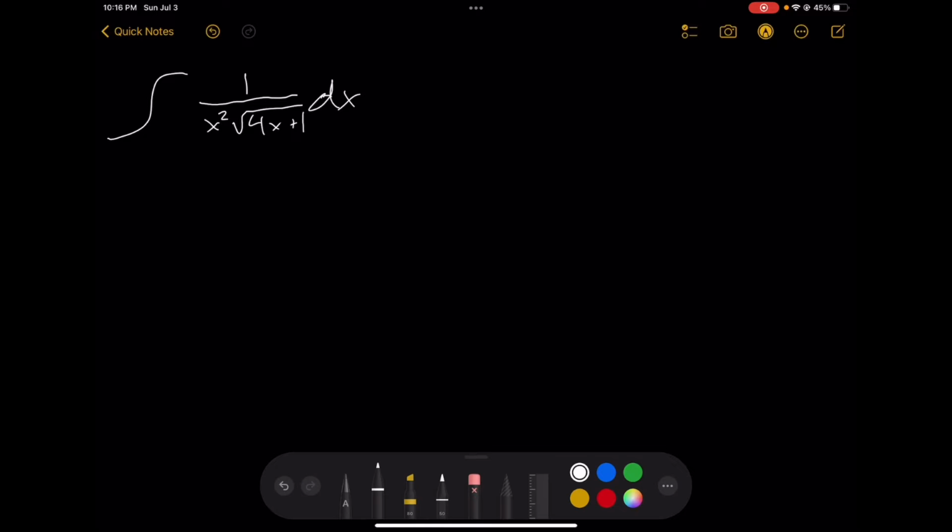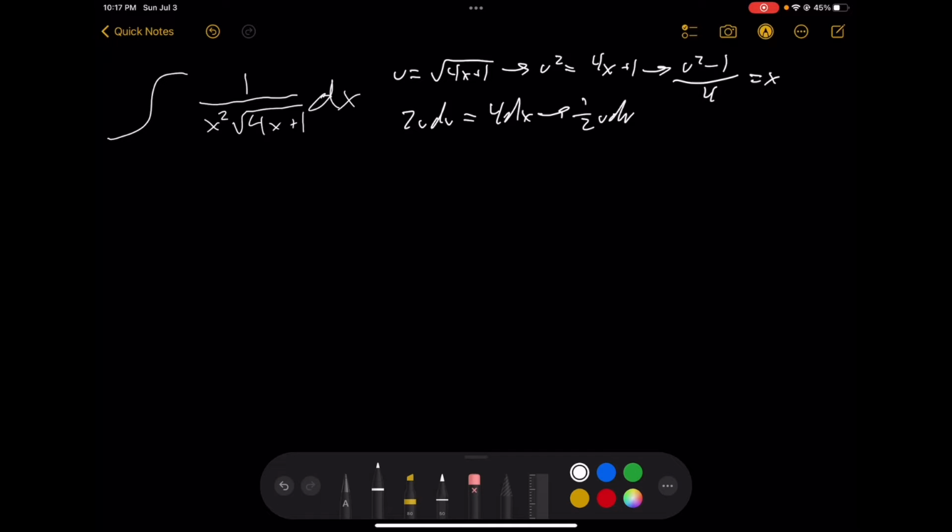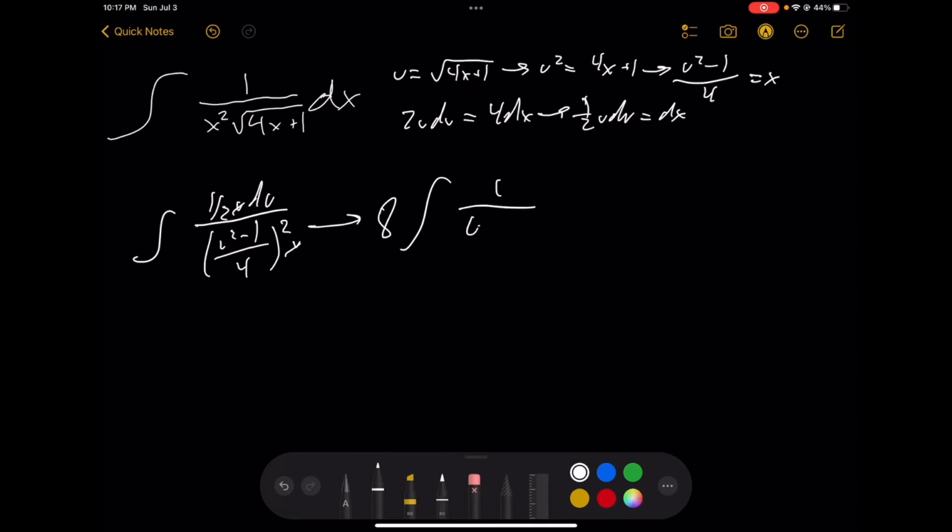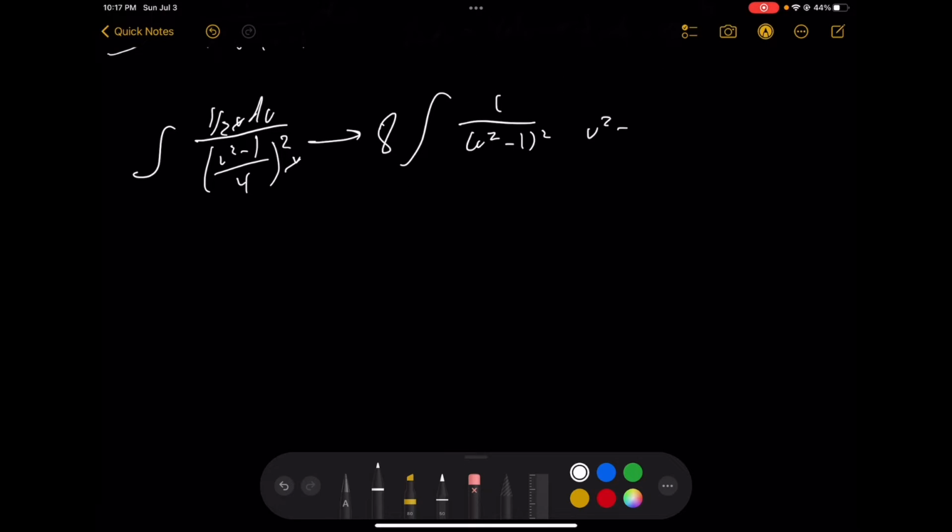So now taking the integral of 1 over x squared times square root 4x plus 1 dx, we know we can use a sub for u equals square root 4x plus 1, so u squared is going to equal 4x plus 1. So u squared minus 1 over 4 is going to be x, that's our sub. 2u du equals 4 dx, so 1 over 2u du is going to equal dx. So we have the integral of 1 over 2u du over u squared minus 1 over 4 squared. The u's are going to cancel, and we know 1 over 2 times something over 16 is going to pull out as 8. So we're going to have the integral of 1 over u squared minus 1 squared.